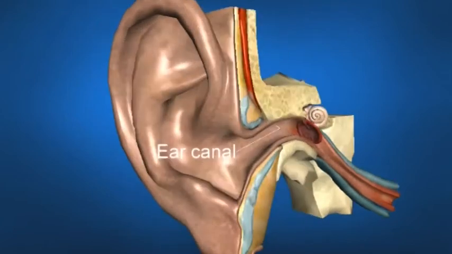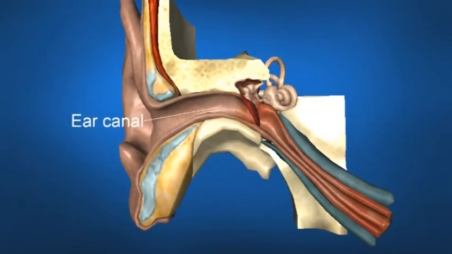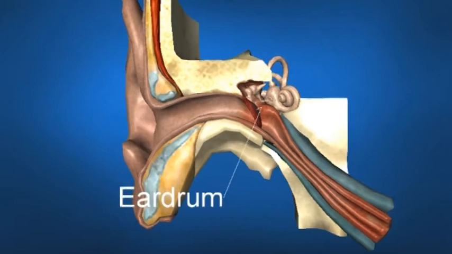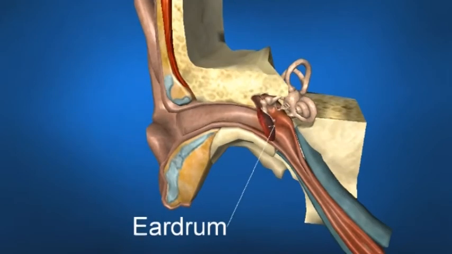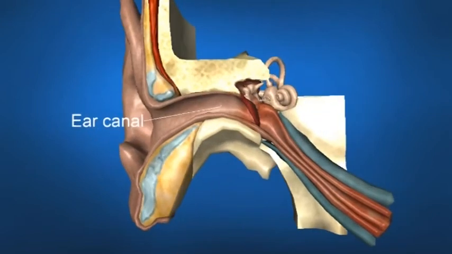The pinna or auricle. This is a concave, cartilaginous structure which collects and directs sound waves traveling in air into the ear canal or external auditory meatus.